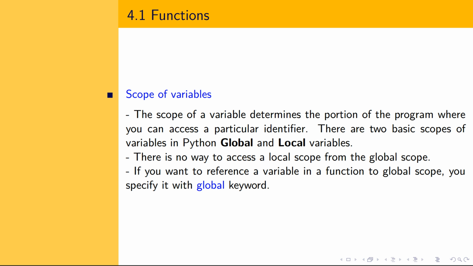Variables that are defined inside a function body have a local scope, and those defined outside have a global scope. This means that local variables can be accessed only inside the function in which they are declared, whereas global variables can be accessed throughout the program body and by all other functions. When you call a function, the variables declared inside it are brought into scope.